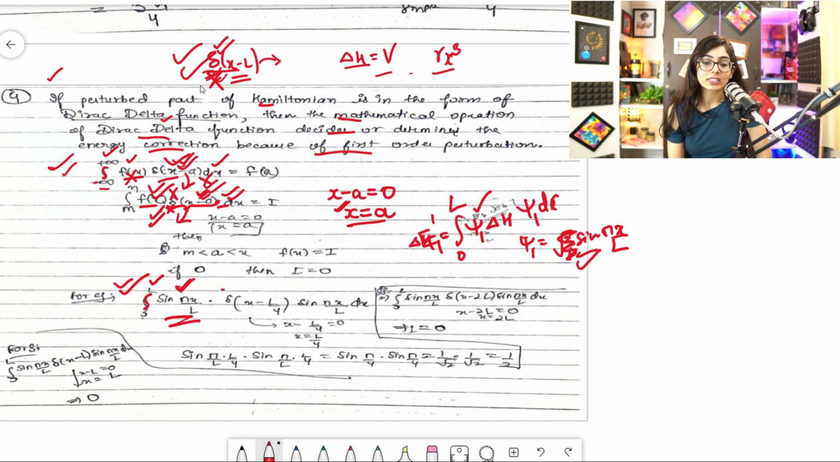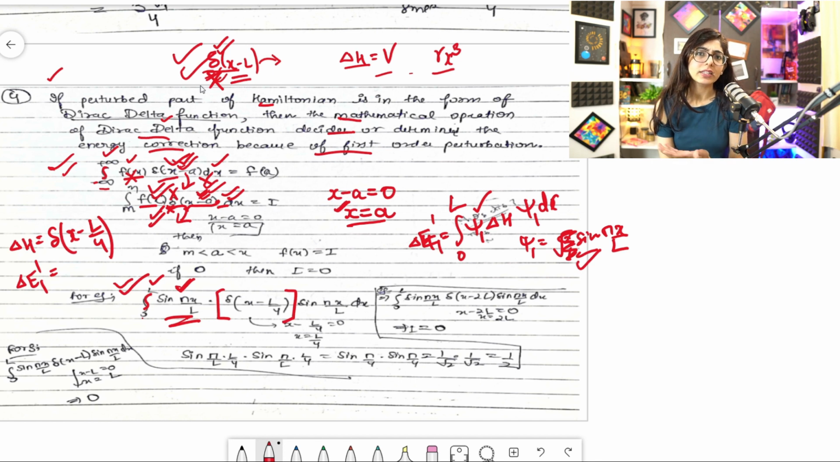Clear? Suppose this is the perturbed value which the examiner has given, that the perturbed part is given like this, and you have to find the energy correction now. Now find the energy correction in the ground state, the first order energy correction. Fine. So what you will do, you will put the wave function like this.